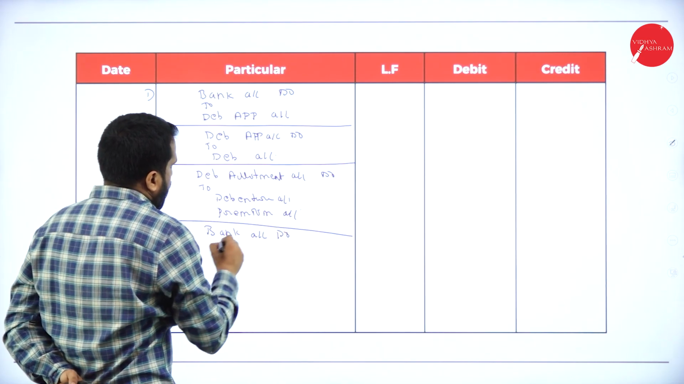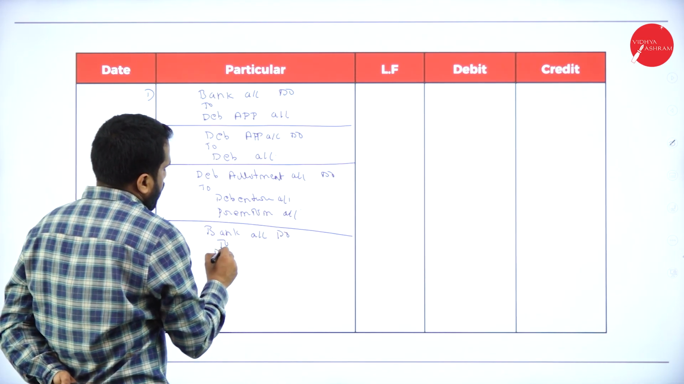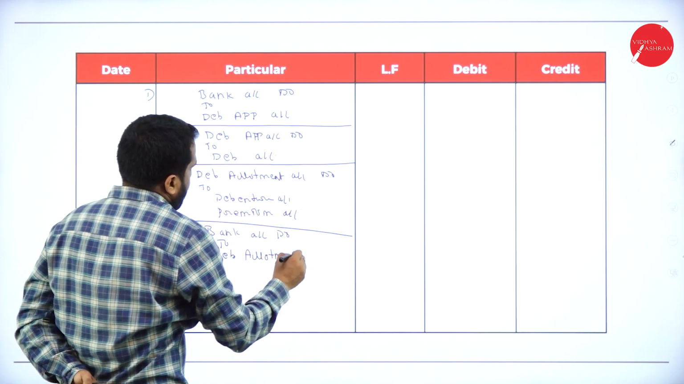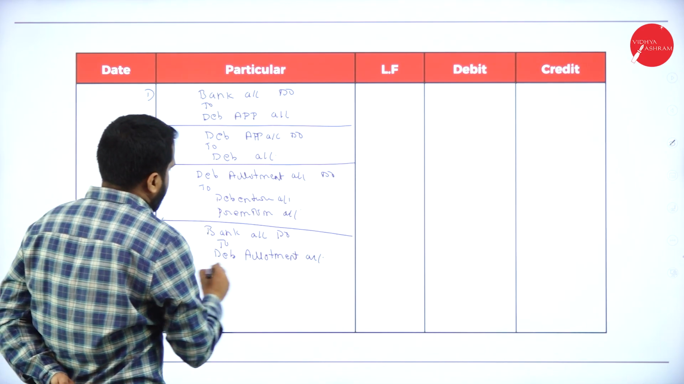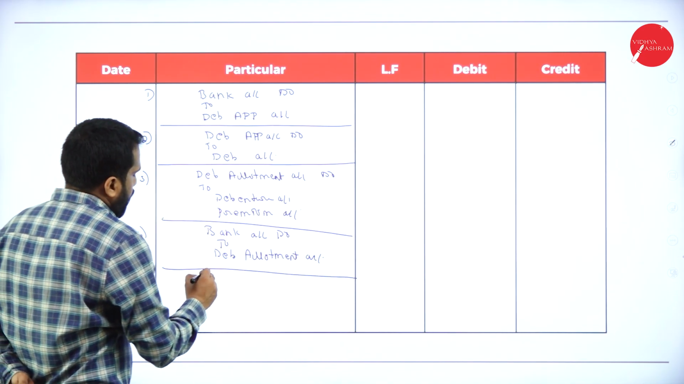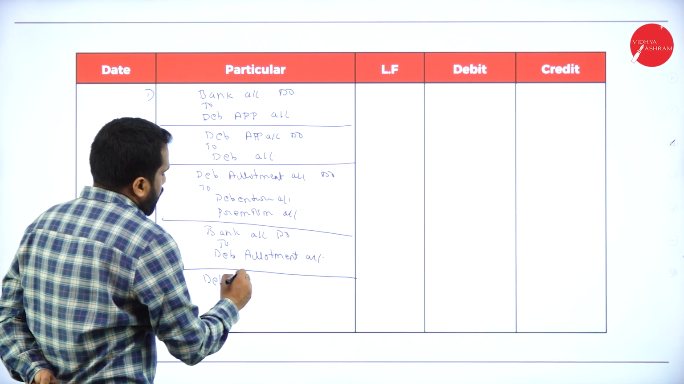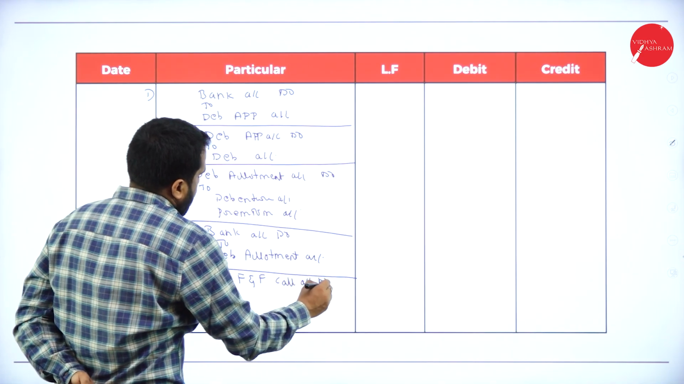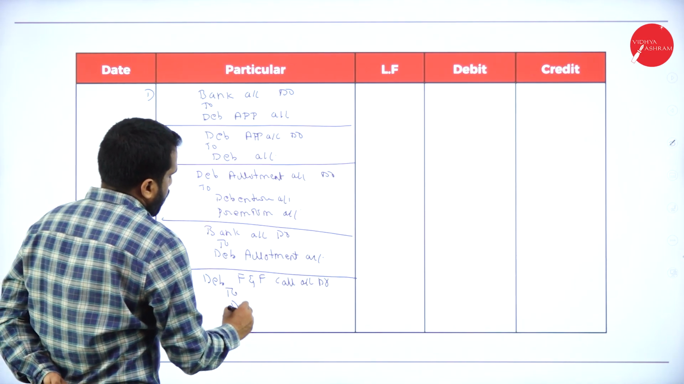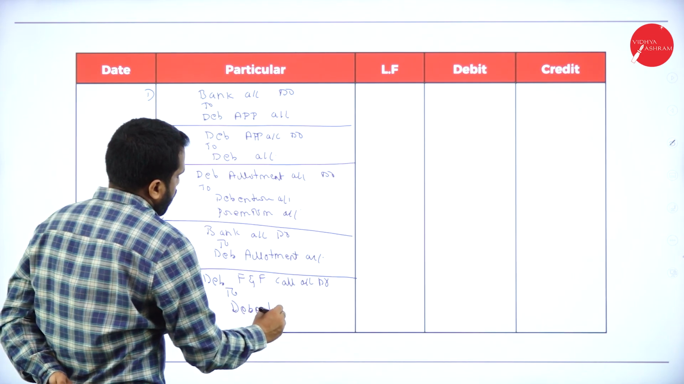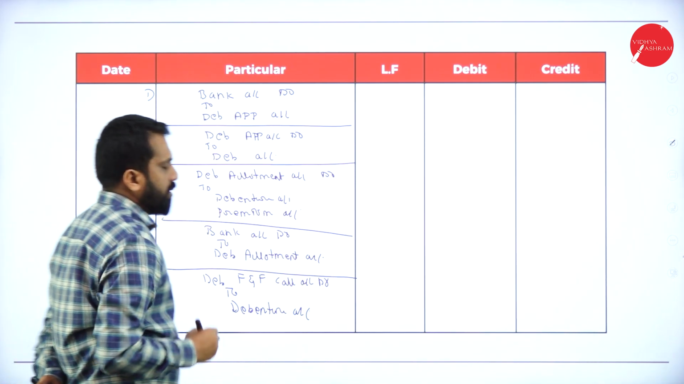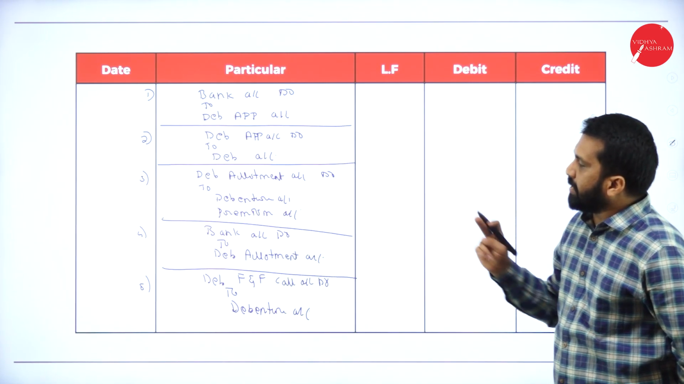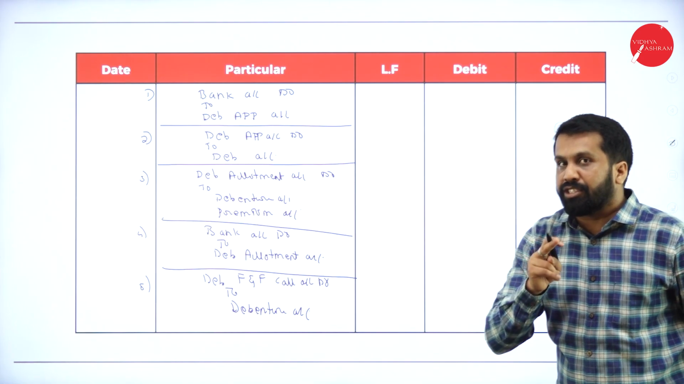Fourth one, bank account debit to debenture allotment account. And the fifth one is debenture first and final call account debit to debenture account. These are the journal entries. They will ask you for 6 marks. Sometimes they will ask you debentures, sometimes they will ask you shares.